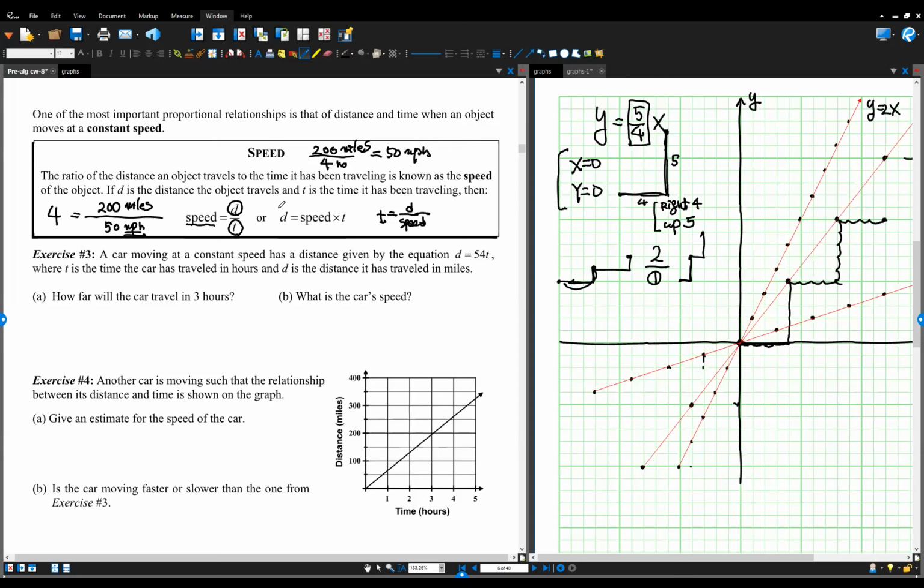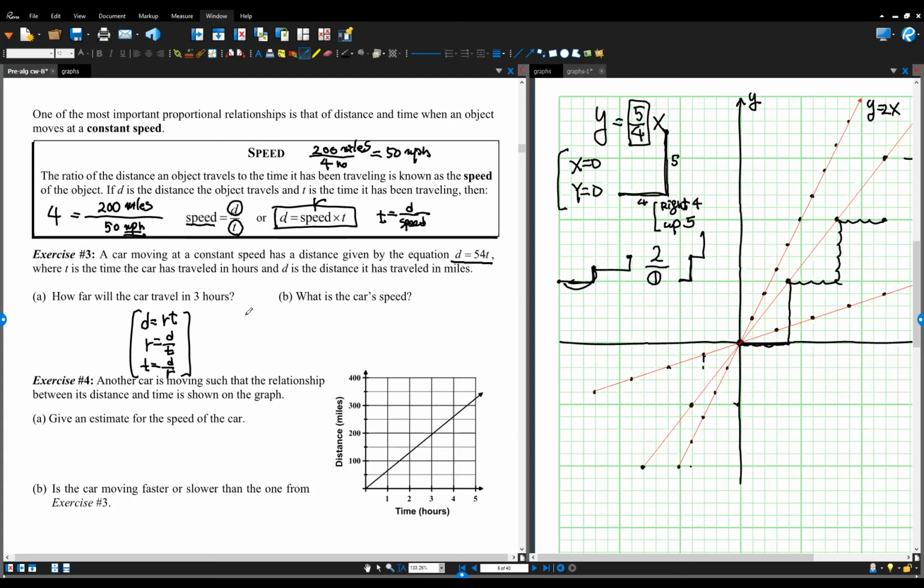So you have to memorize this one first. Distance is speed times time, or speed is distance over time, or time is distance over speed. It's okay? Usually speed is a rate, R. So D equals R times T, or R equals what? D over T, or time equals what? D over R. You know how to get this number, right?